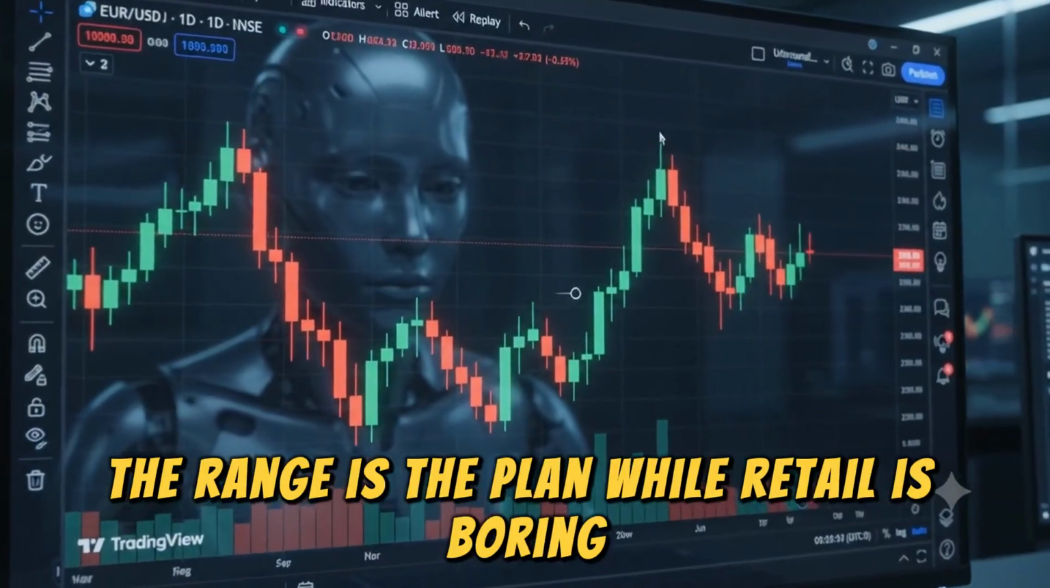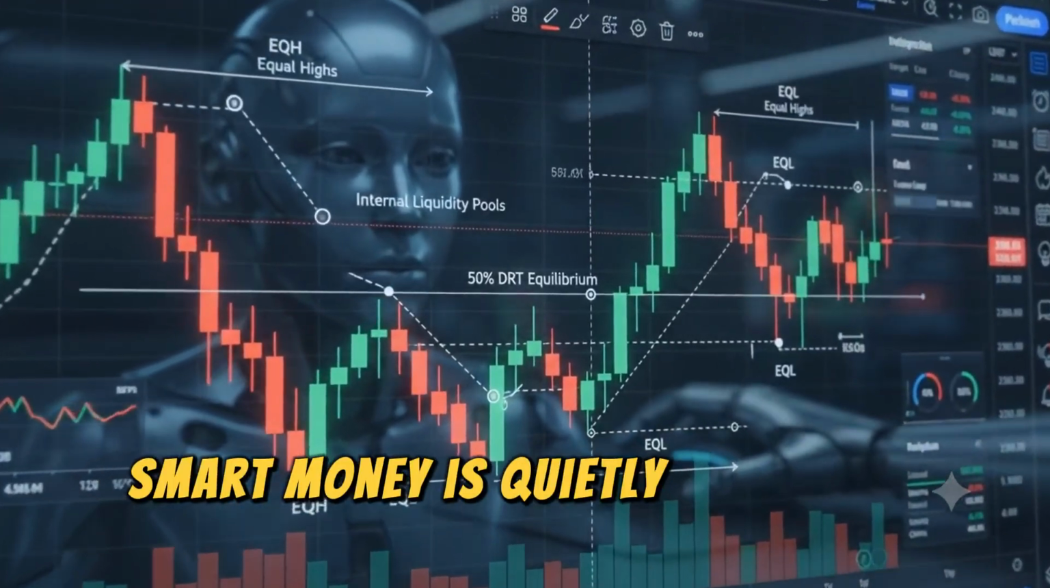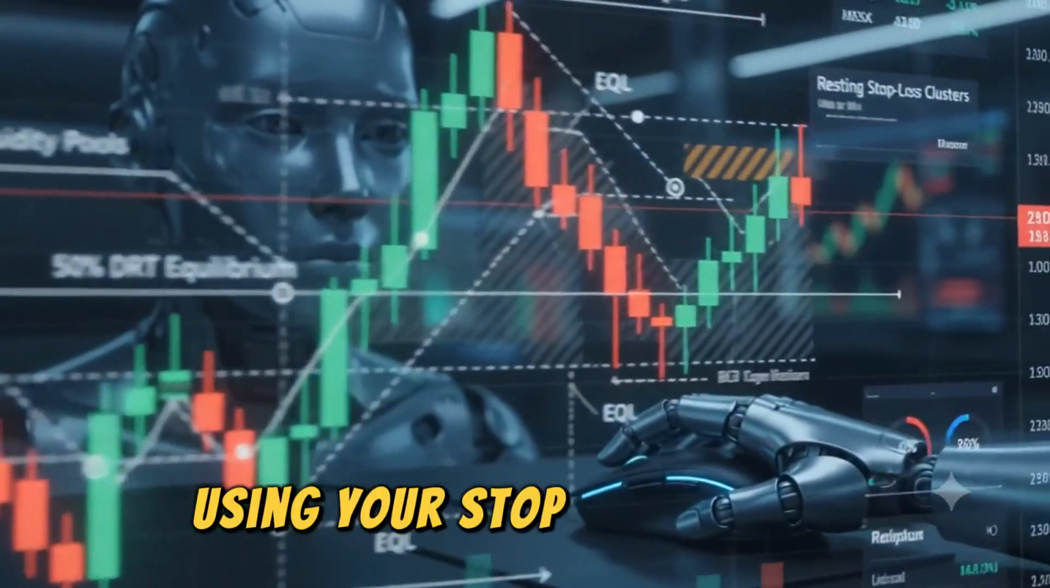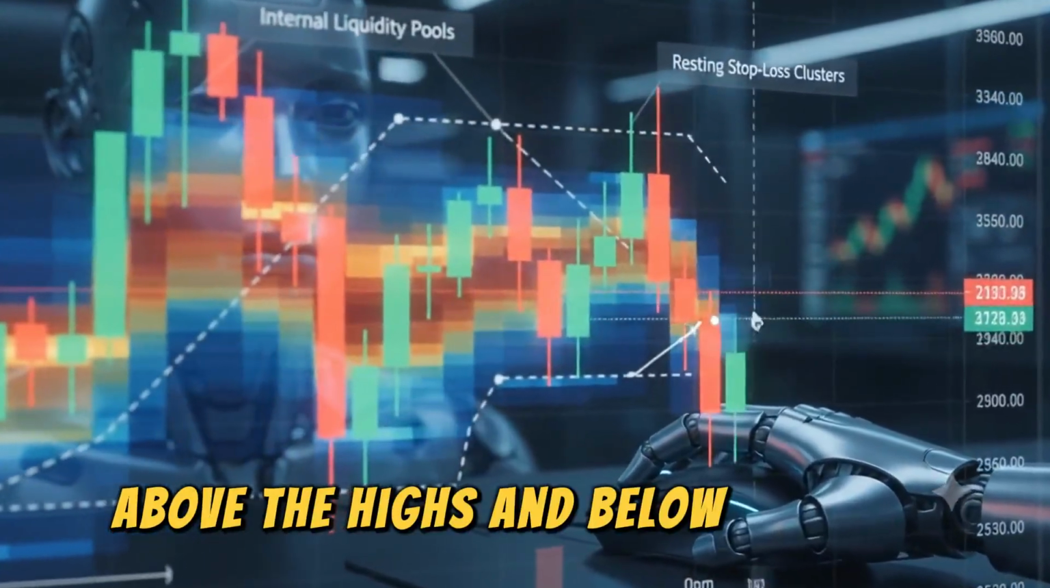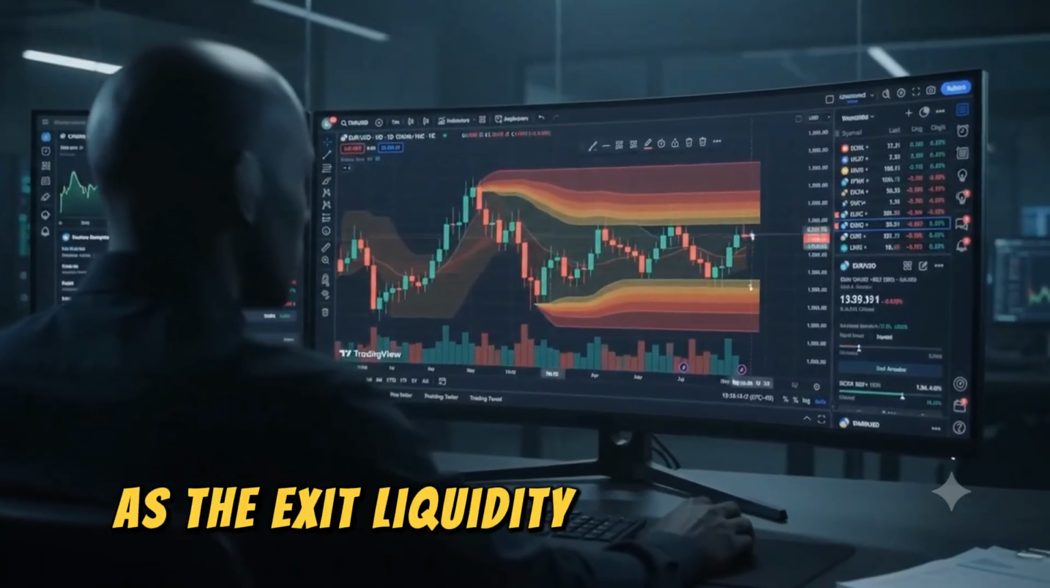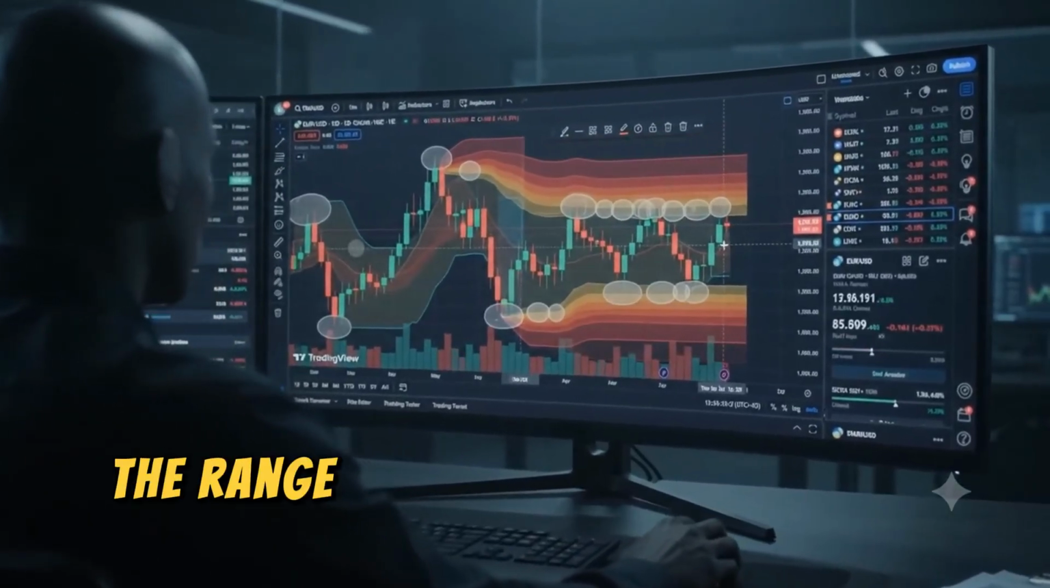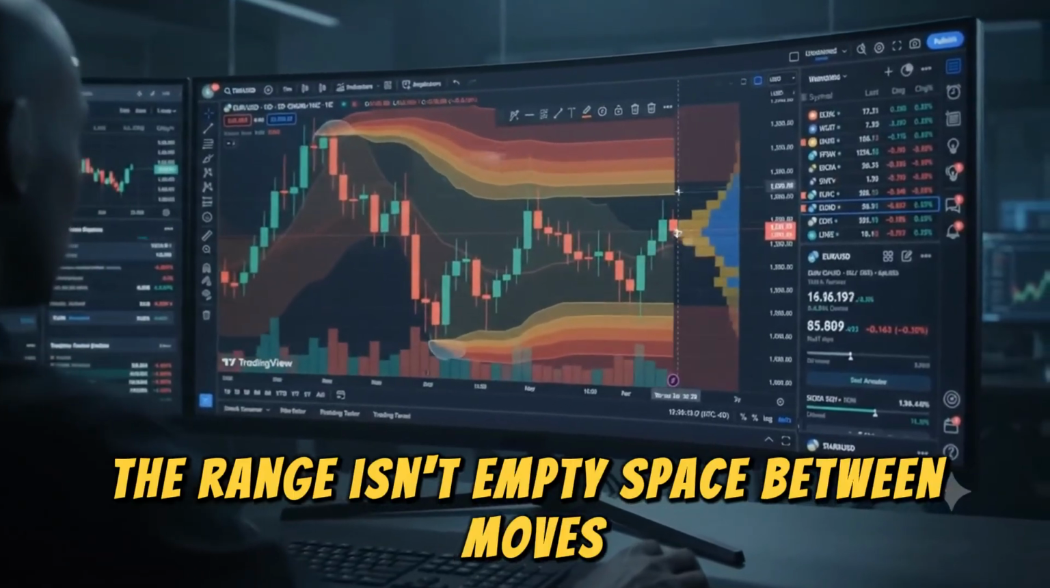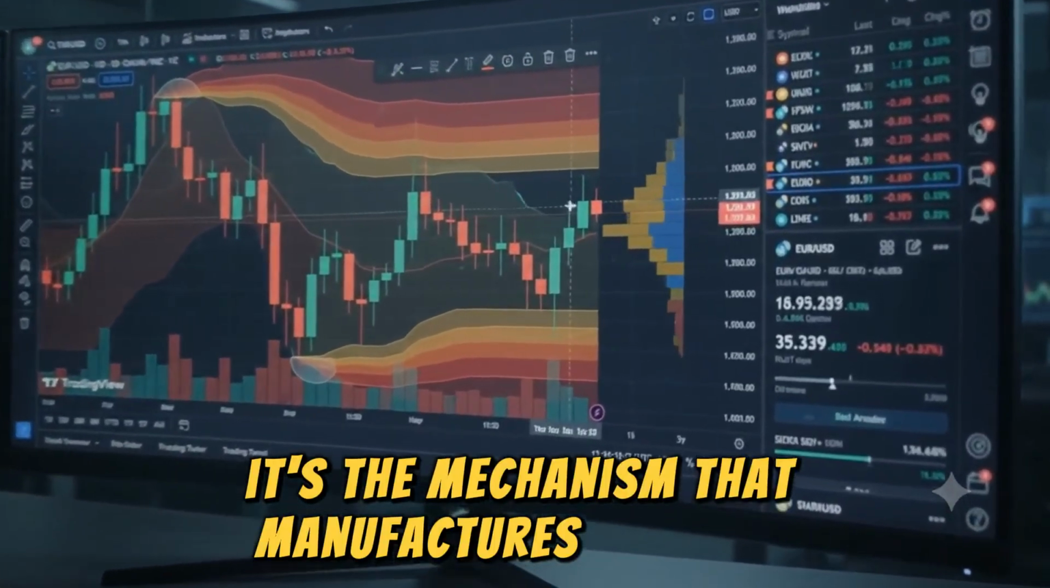While retail is bored, smart money is quietly building a position, using your stop-loss orders above the highs and below the lows as the exit liquidity for their entry. The range isn't empty space between moves. It's the mechanism that manufactures the move.